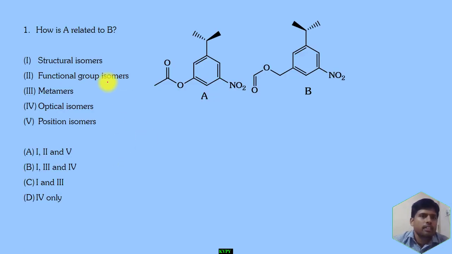Yes, here is the first question. How is A related to B? So here is A, and the functional groups are ester here and nitro. And if you look at this, there is one hydrogen which is not seen, but you have to notice it. And this is also ester, and this is nitro. So let us look at the options available here.